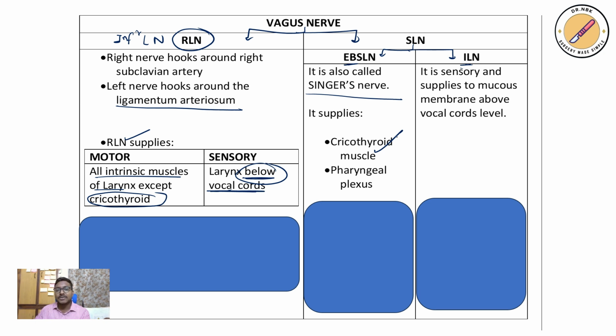Okay, so this supplies the cricothyroid muscle, and the internal laryngeal nerve is purely sensory, supplying the mucous membrane above the level of the vocal cords. Now these are the nerves related to thyroidectomy. I told you the EBSLN is very important when we are ligating the superior thyroid pedicle, whereas for the recurrent laryngeal nerve we need to be careful when we are dissecting at the inferior pole or at the level of the lateral aspect. Next, we will see what happens if someone accidentally damages any of these nerves in the operative surgery part.